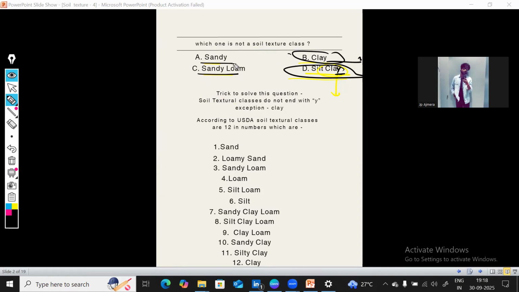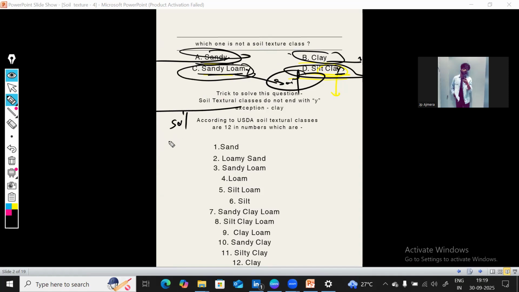Sandy loam or sandy, there are two. Sandy loam does not have a Y at the end, so it will be considered a soil textural class. But in the case of sandy, there is a Y at the end. And what was the rule? The rule was that soil textural classes do not end with a Y.